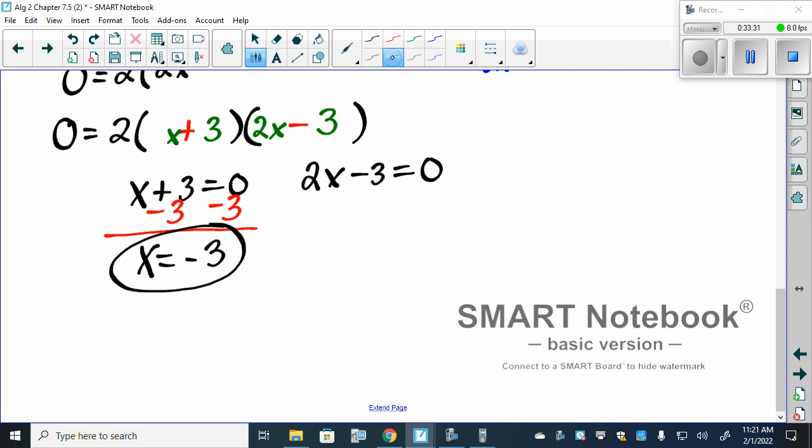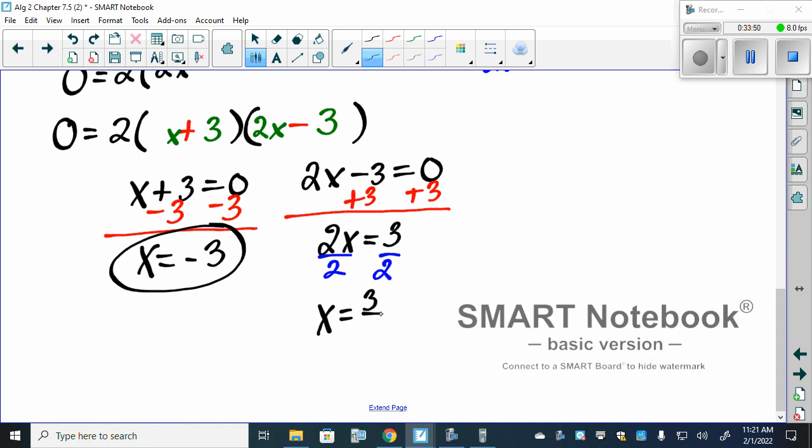For the other one, well, the first thing we can do is add 3 to both sides, telling us that 2x is equal to 3. And then divide by 2, telling us that x is equal to 3 over 2, 3 halves.